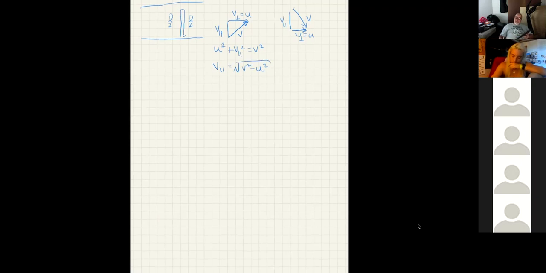Does that make sense? Do you see that this gives you the same result? V parallel is equal to square root V squared minus U squared, just from using the Pythagorean theorem. So this is all part B. So T2 is equal to D over 2 divided by V parallel plus D over 2 divided by V parallel.